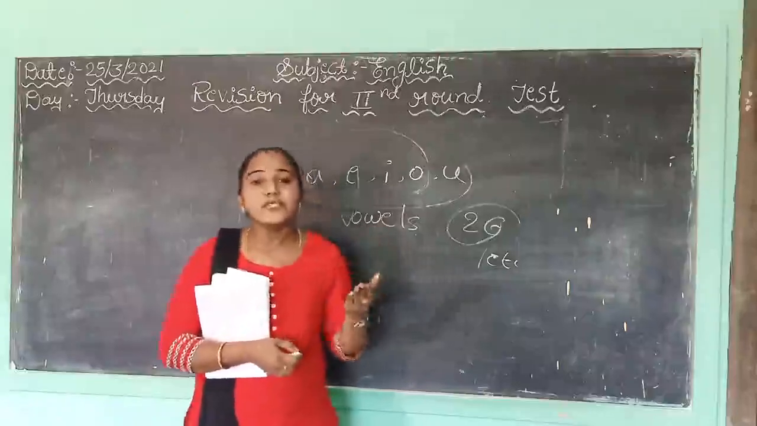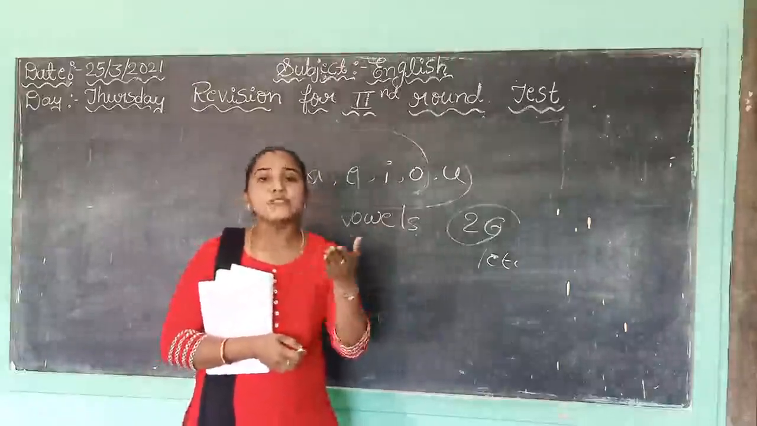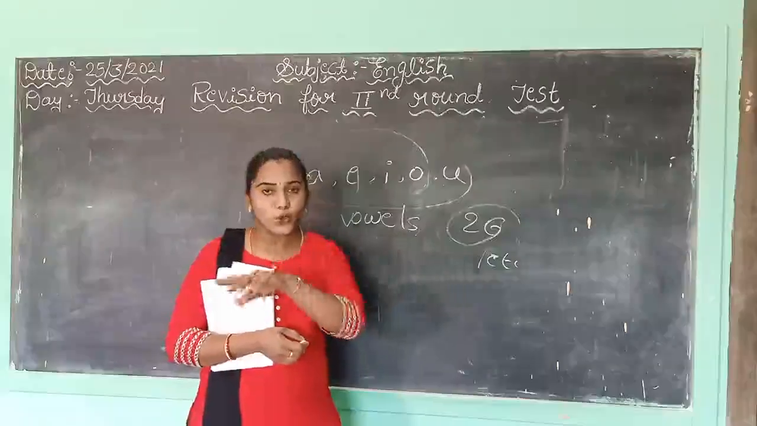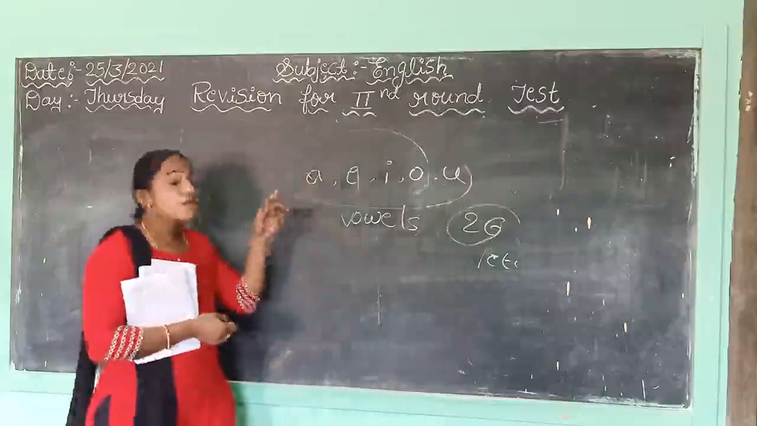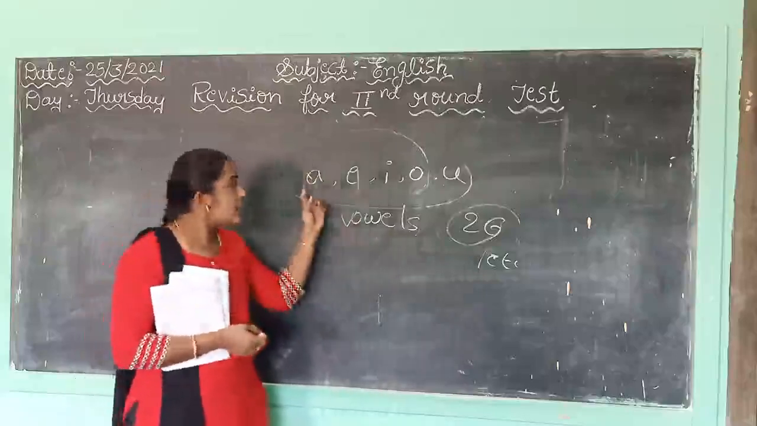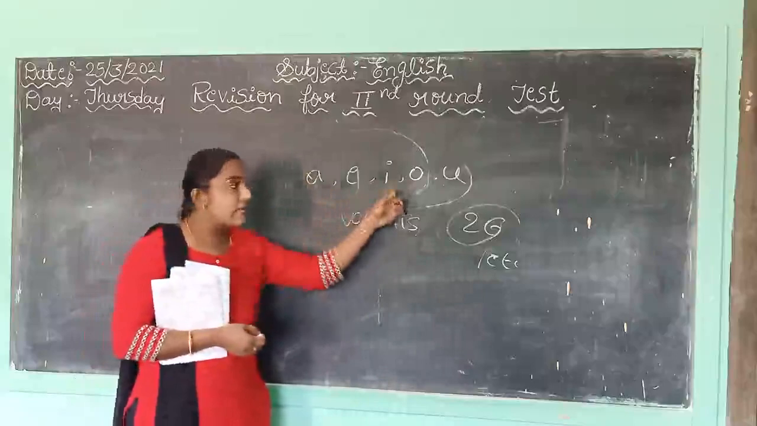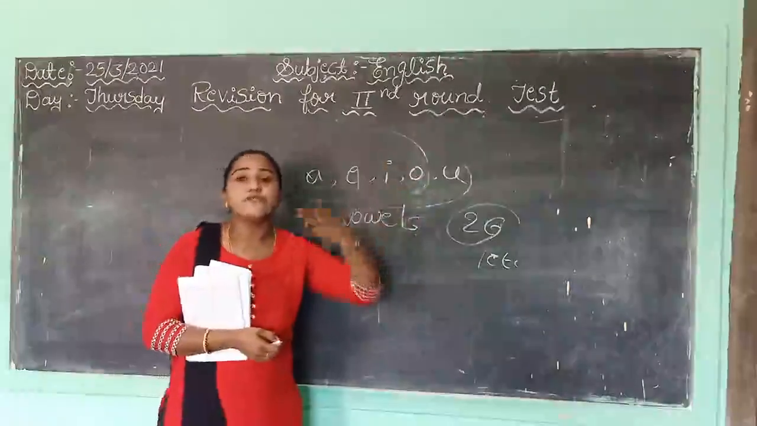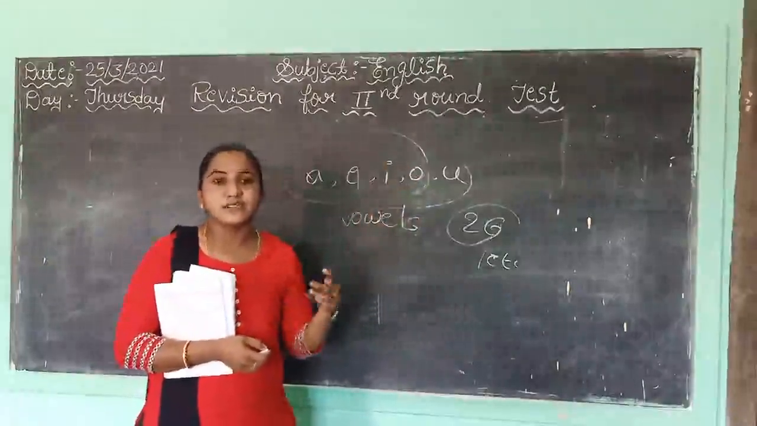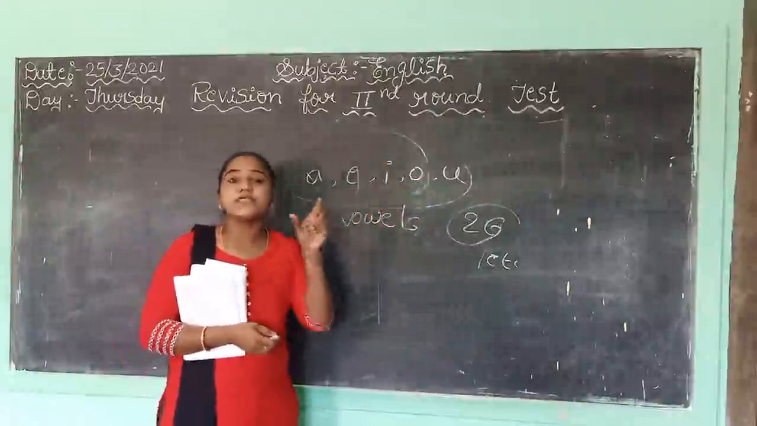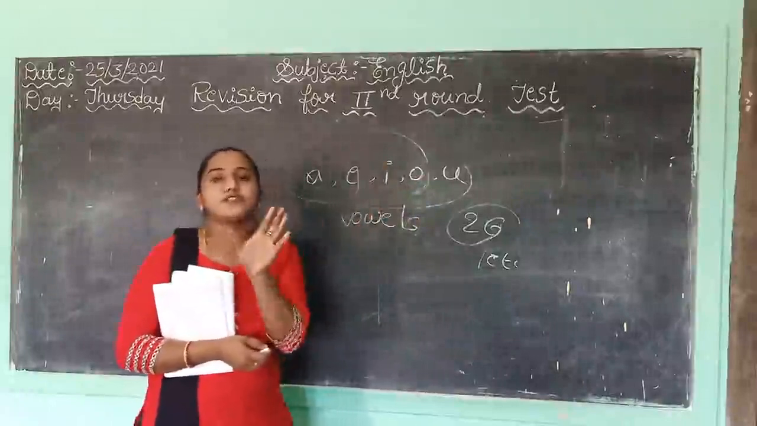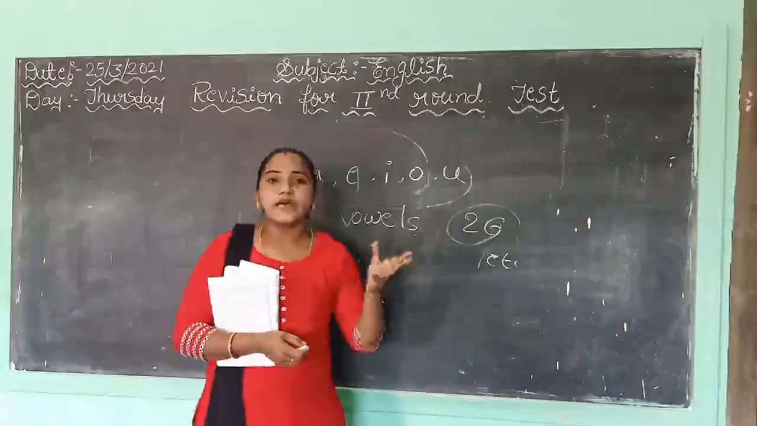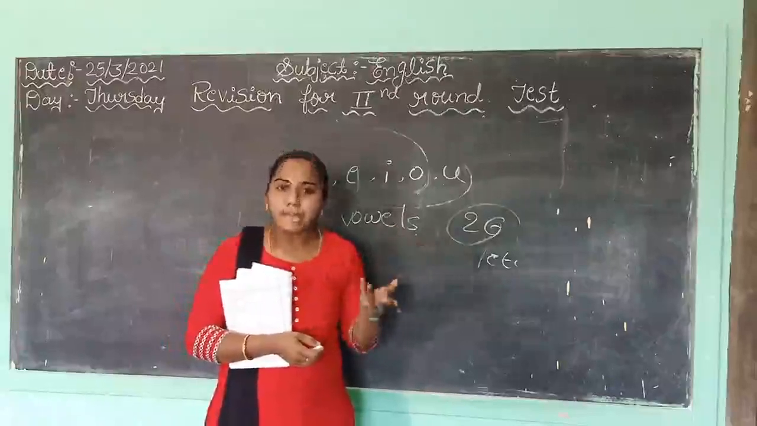When a word begins with a vowel sound A, E, I, O, U, we use "an" before that word. Vowel sounds at the start of the word use one way: "an". For example, an apple.